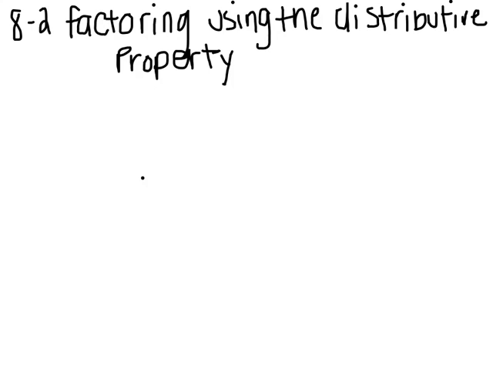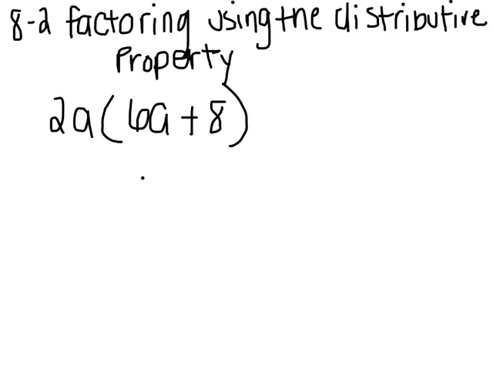This lesson is on 8-2, factoring using the distributive property. Factoring using the distributive property is actually the opposite of using the distributive property. If you remember, take something like 2a times 6a plus 8. What we did here was we found the product of these terms by using the distributive property.